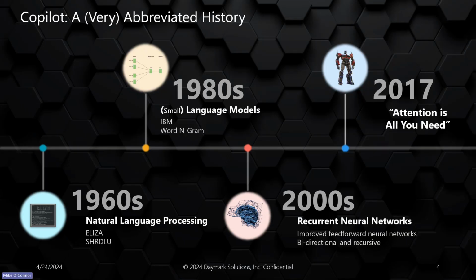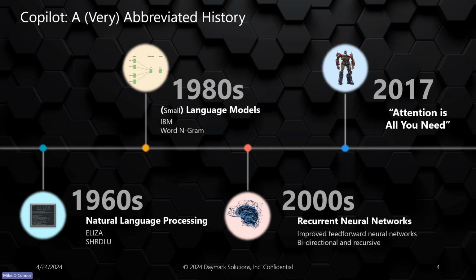Okay, a very abbreviated history of how we got here in terms of copilots. This is just intended to give some broad context as a backdrop for some of the concepts that we'll discuss, maybe give some definitions to some terms and things like that.